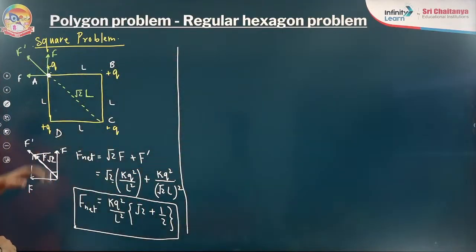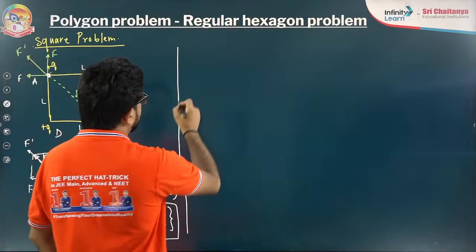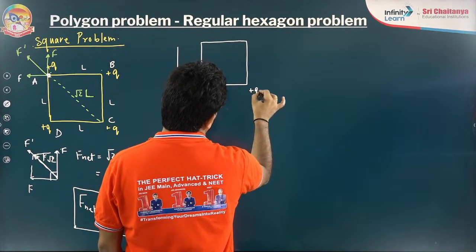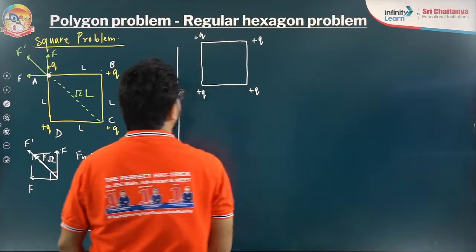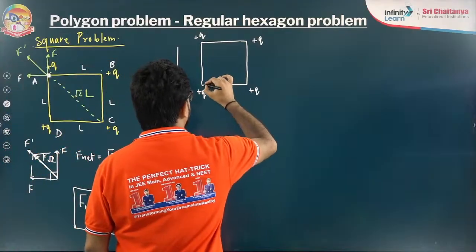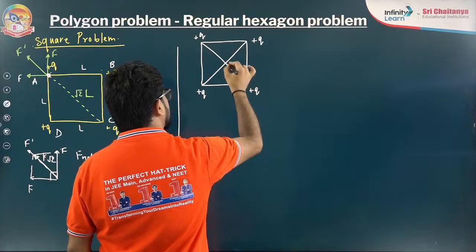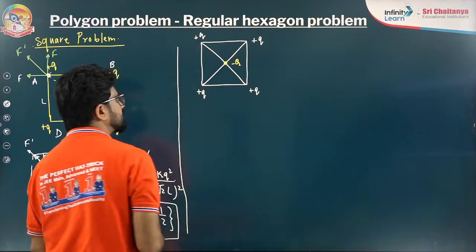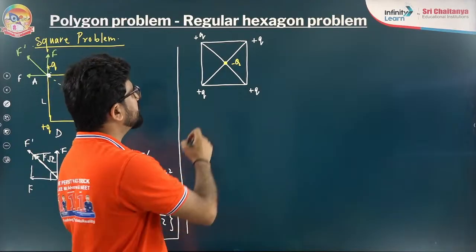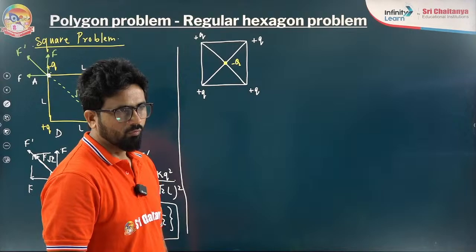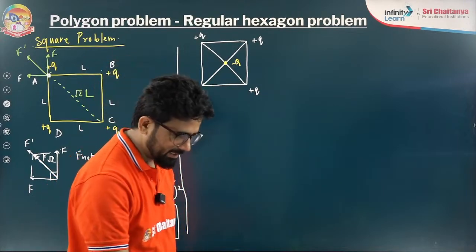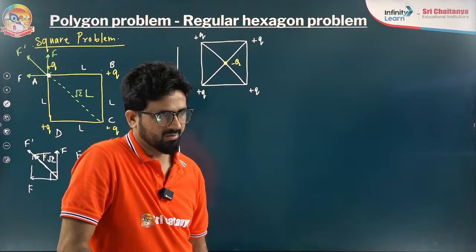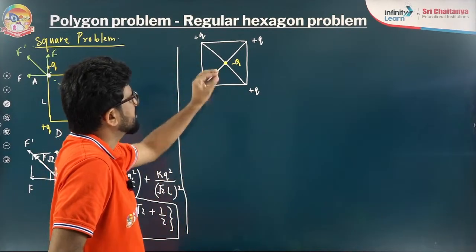Suppose this is a square. Again I will ask you one question. I am taking the same square. On this square, point charges plus q, plus q, plus q are placed again. And again I am asking a very basic question: at the center of this square, this point O, I am placing one charge Q. Suppose I am putting a negative charge this time, not a positive charge. What is the net force on this minus Q charge? Can we calculate? Put your answers in the chat box.